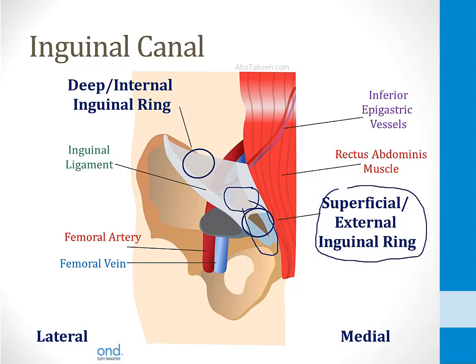Now, I told you before that indirect hernias also travel through the external ring, but there's an important difference. Indirect hernias are traveling with the spermatic cord inside the spermatic fascia and going through the inguinal canal. Direct hernias, like we're talking about now, are not traveling inside of the spermatic fascia. They are outside.